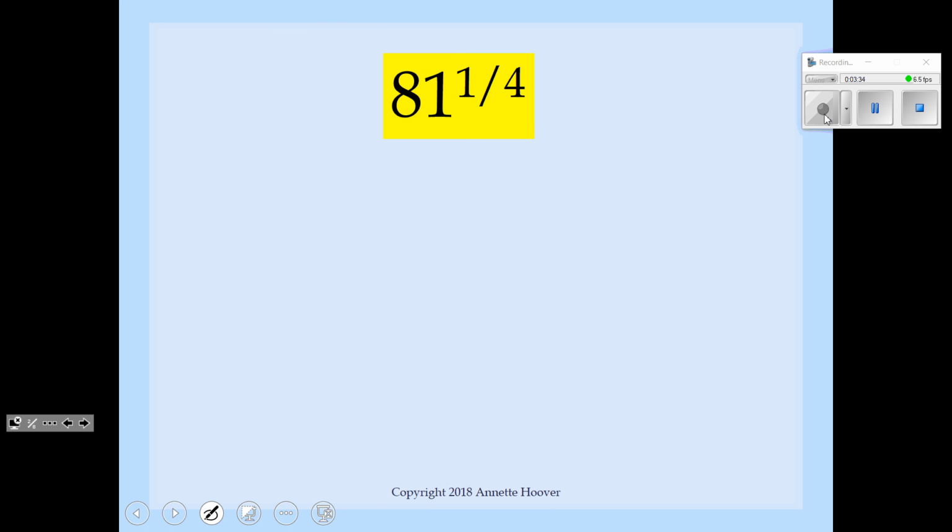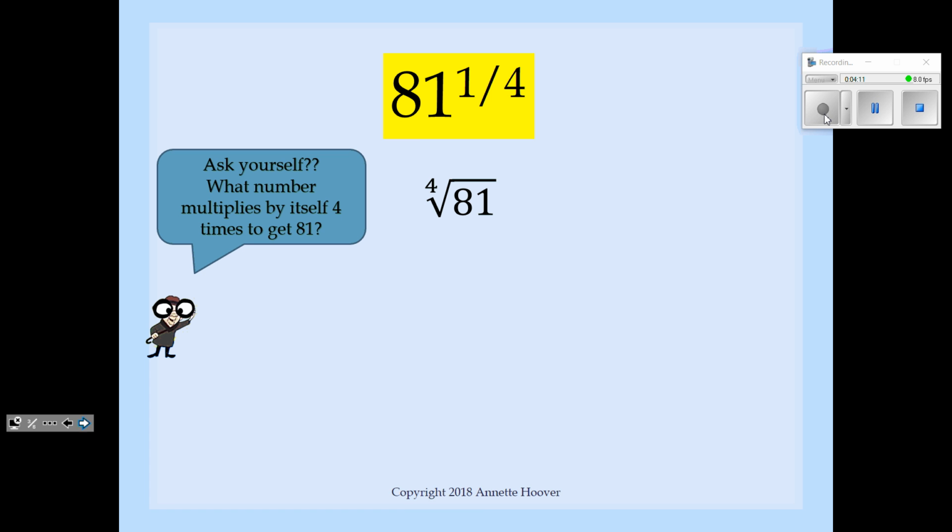Here we have 81 to the 1/4 power. Again, we're going to rewrite this with a radical sign. The denominator, the 4, becomes the root. So we want the 4th root of, the base becomes our radicand, the number under the radical sign. So what that means is what number multiplies times itself 4 times to get 81. Then we're going to take the numerator and raise it to the 1st power. Once we rewrite it, it's pretty easy to evaluate. You can take your calculator and figure it out, but the 4th root is just 3, and 3 raised to the 1st power is 3.